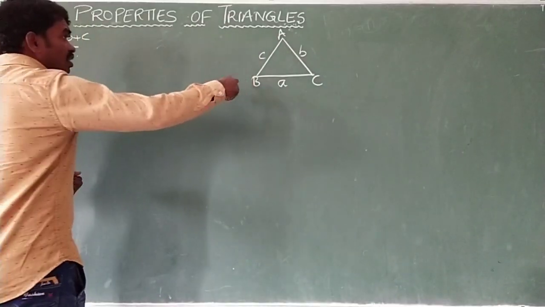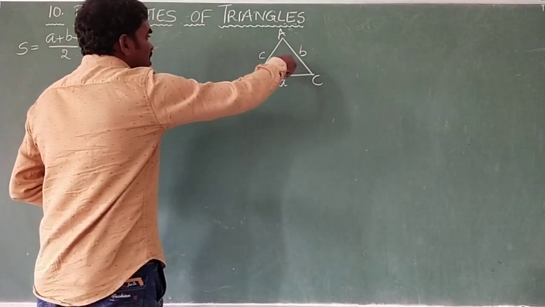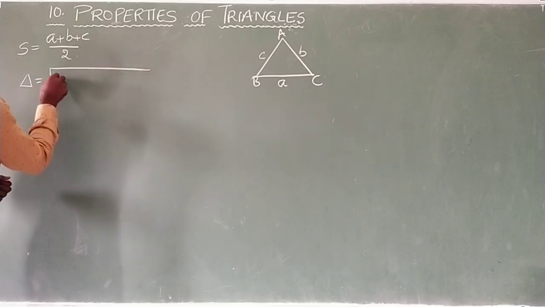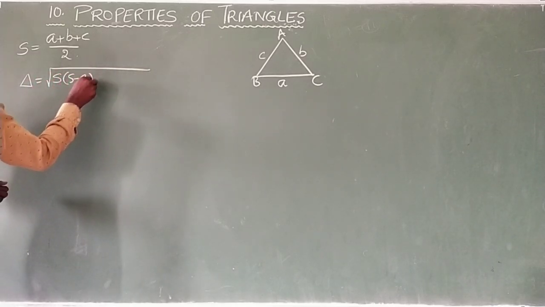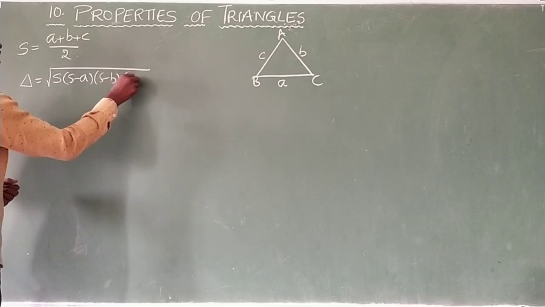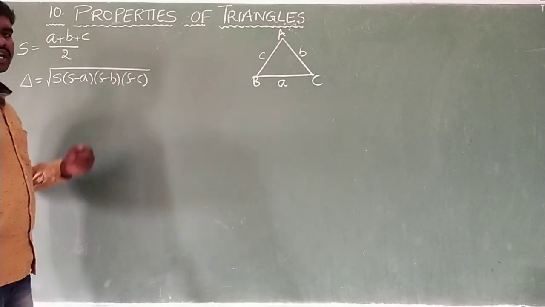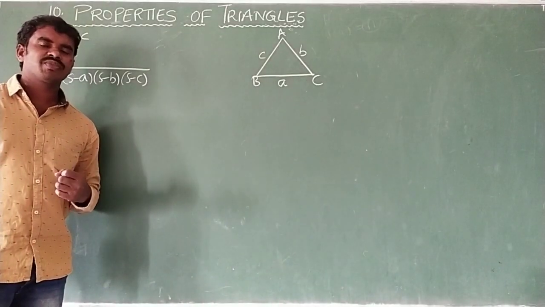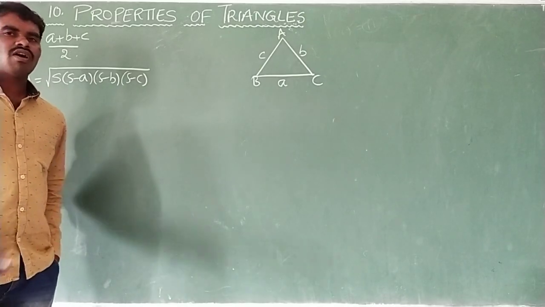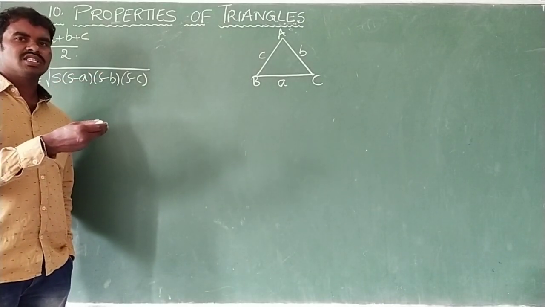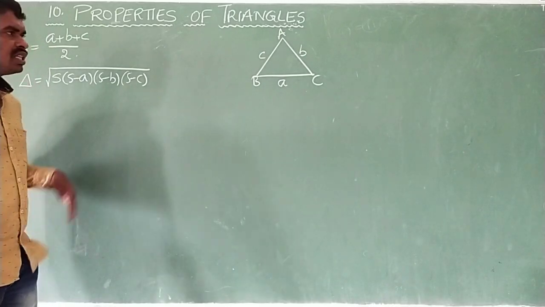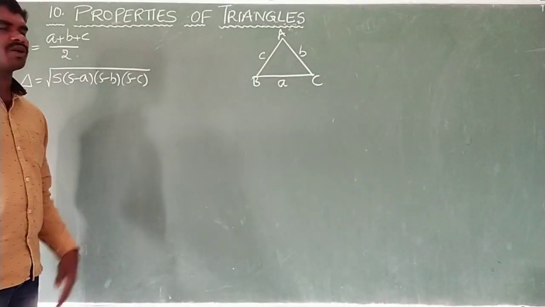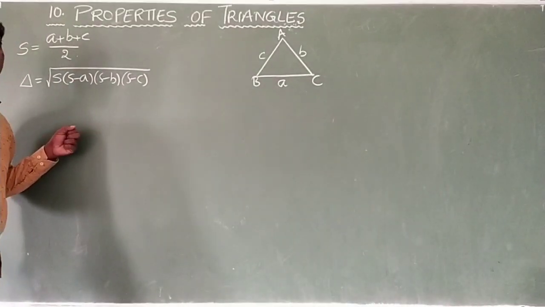So in this triangle, the area of the triangle is taken as delta. Delta equals root of S into S minus a into S minus b into S minus c. We called this Heron's formula in 10th class. Of course, we have many formulas to find the area of a triangle, like half into base into height. Even in this chapter, I will tell you how to use the formulas. First of all, learn a few formulas.